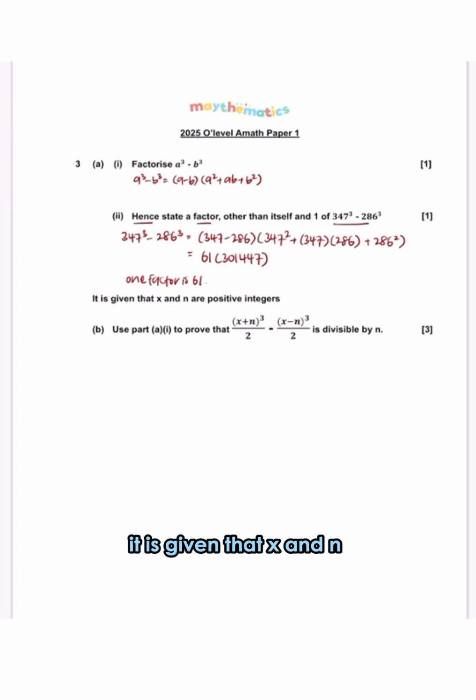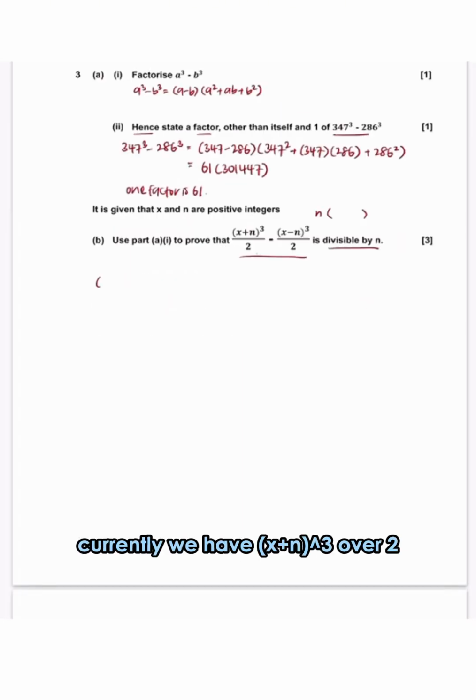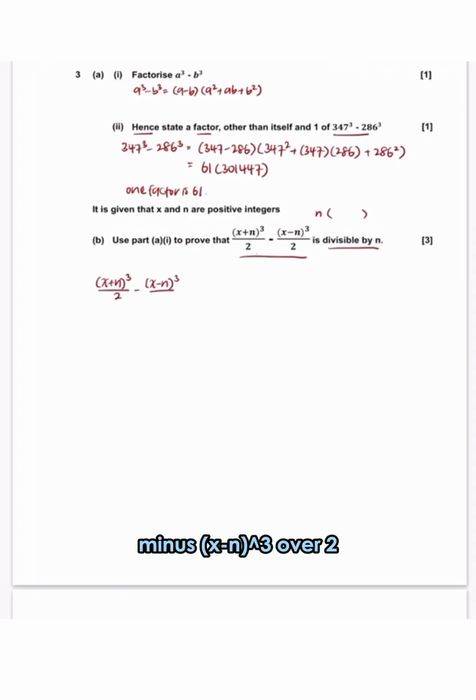It is given that x and n are positive integers. Use part i to prove that (x plus n) cubed over 2 minus (x minus n) cubed over 2 is divisible by n. For an expression to be divisible by n, we must be able to factorize n out, which means we should rewrite this expression here as n multiplied by something. Currently, we have (x plus n) cubed over 2 minus (x minus n) cubed over 2.